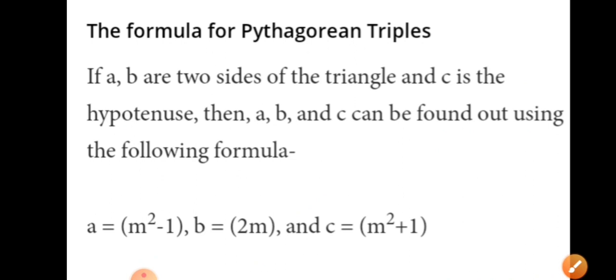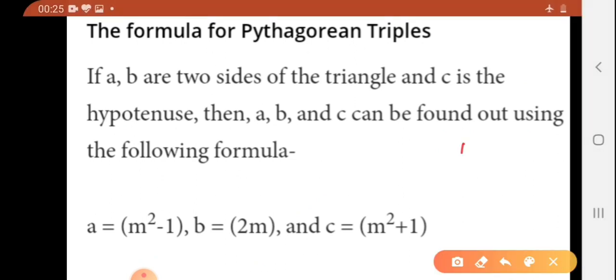Now next one is the formula for Pythagorean triplets. If A, B are two sides of a triangle and C is the hypotenuse, it is applied for the right angle triangle. Then A, B, C can be found using the formula: A will be equal to m square minus 1, B will be equal to 2m, and C will be equal to m square plus 1.